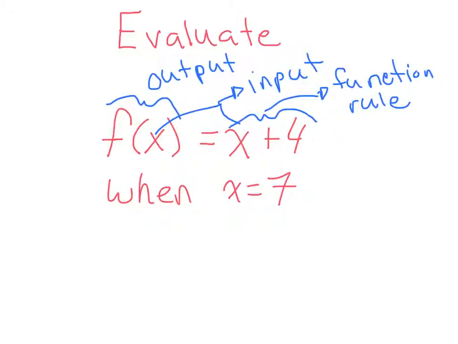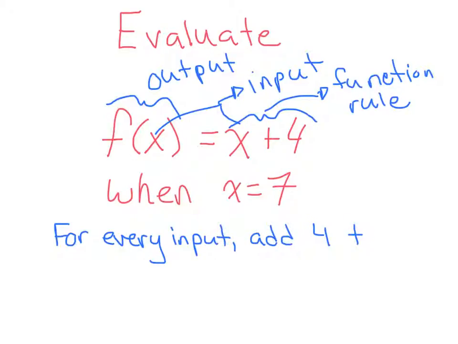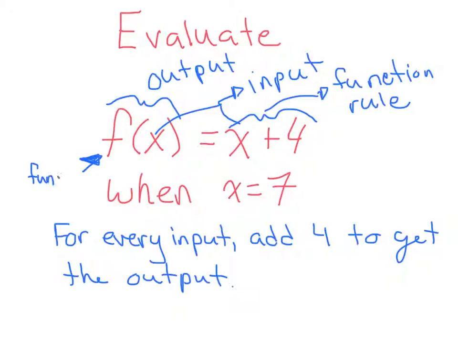So this function rule says that for every input, add 4 to get the output. Now right here, this f, it's not a variable. What that is, is the function name. So let's see how to evaluate these.